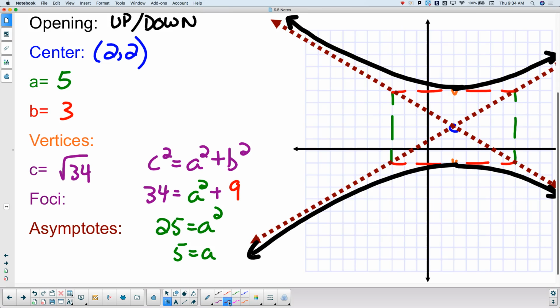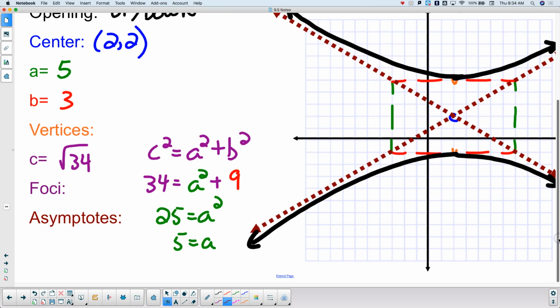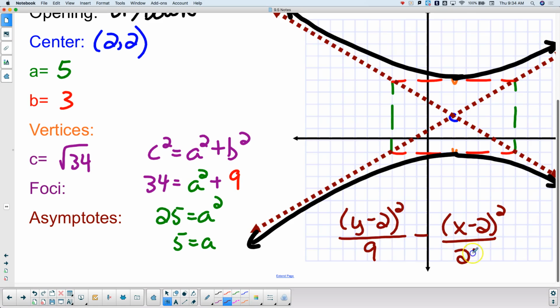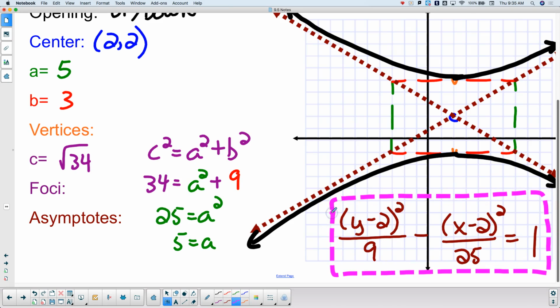What's the equation? Parentheses y minus 2 quantity squared over 9, minus parentheses x minus 2 quantity squared over 25 equals 1. Oh, snap. Crackle and pop. Huh?